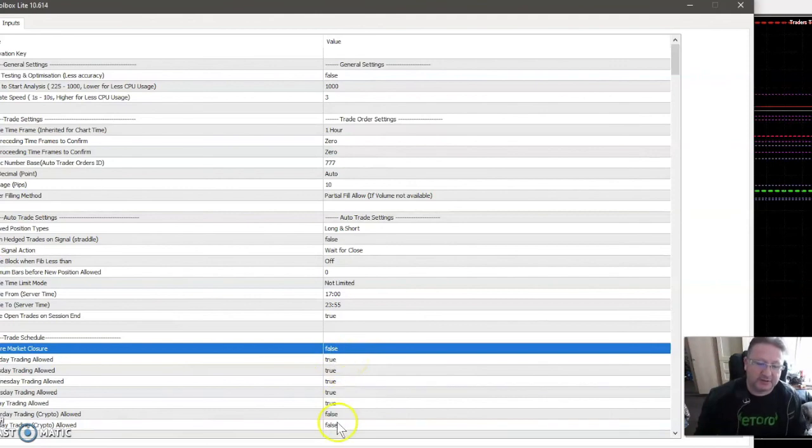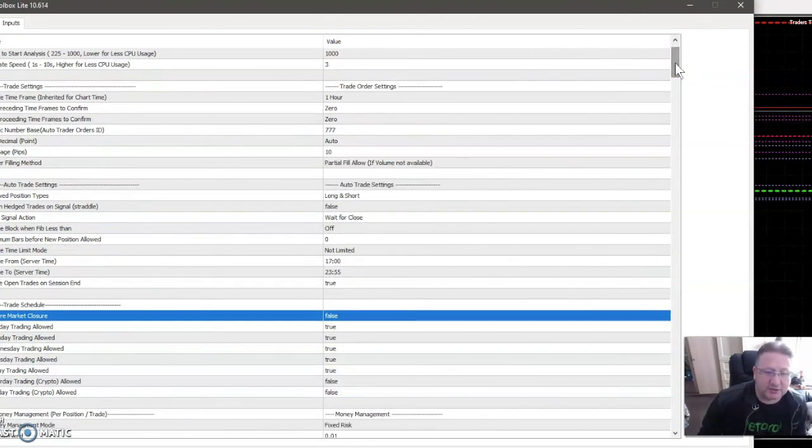Then you've got obviously your trading schedule all the way up to Saturdays and Sundays for cryptos, as Saturdays and Sundays are the only days, or the only assets that are traded on those days generally are crypto that I know of. So that is trading schedule and auto trade settings.